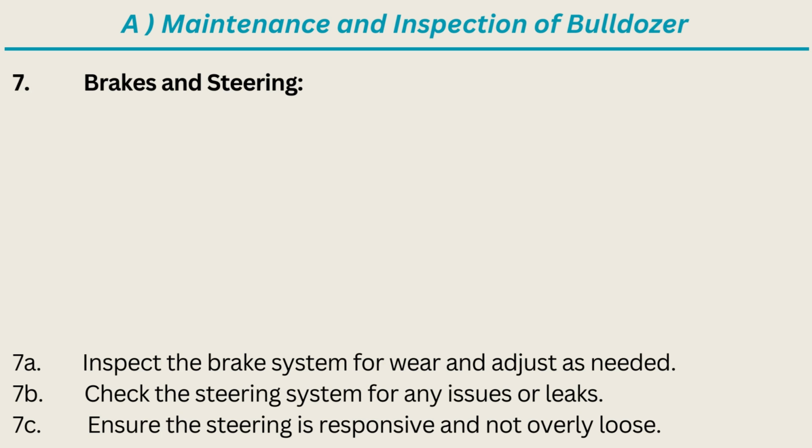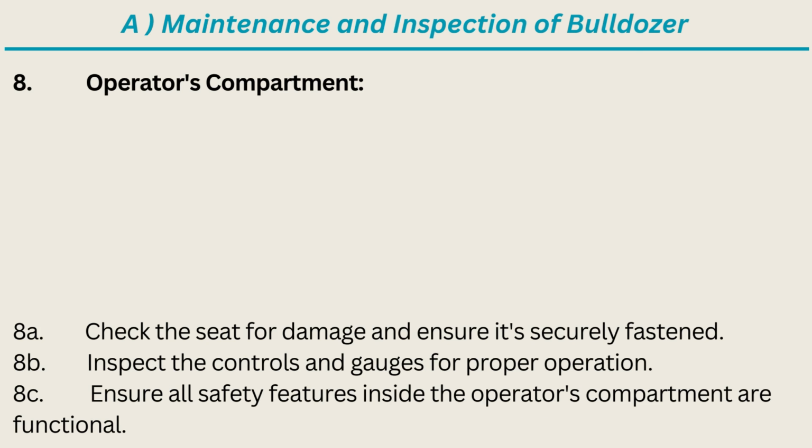7. Brakes and steering. 7A. Inspect the brake system for wear and adjust as needed. 7B. Check the steering system for any issues or leaks. 7C. Ensure the steering is responsive and not overly loose. 8. Operator's compartment. 8A. Check the seat for damage and ensure it's securely fastened.